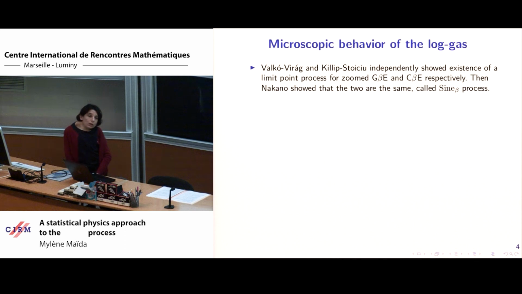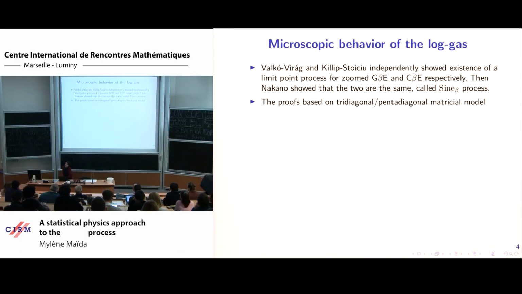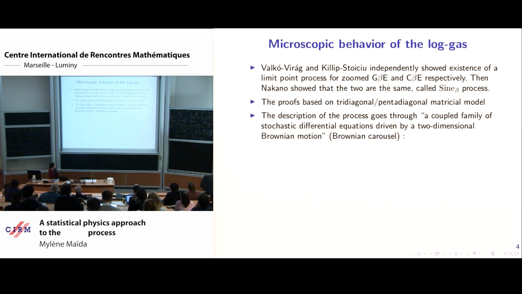Okay, so this is the process describing the limiting microscopic behavior of a G beta or C beta ensemble. Both proofs are strongly related to the sparse, tridiagonal or pentadiagonal description of the models. And from there they could describe the process through a family of stochastic differential equations, a coupled family of stochastic differential equations driven by a two-dimensional Brownian motion.